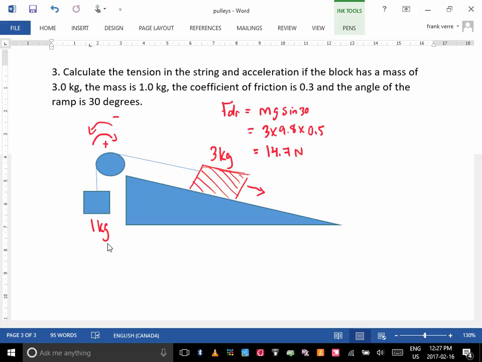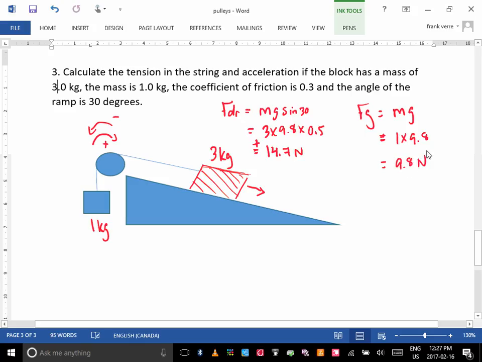Okay, so that force on the ramp is going to cause clockwise rotation, right? So we're going to make this force positive. So let's think now about the mass that's being suspended, the 1 kilogram mass. So let's think about its weight. Its weight is mg, so that's 1 times 9.8. So it's 9.8 newtons.